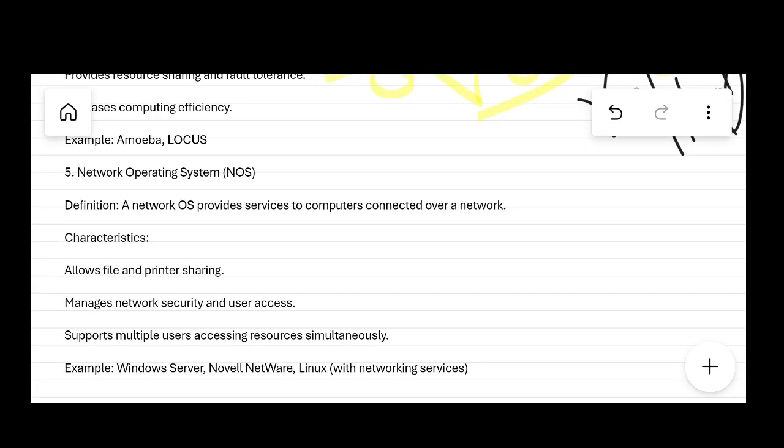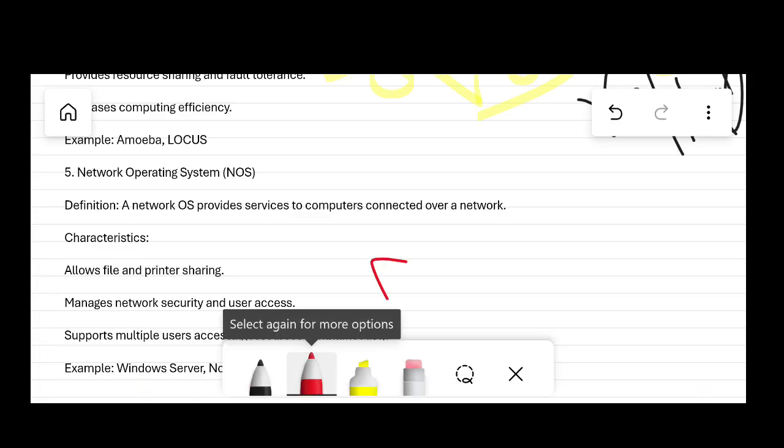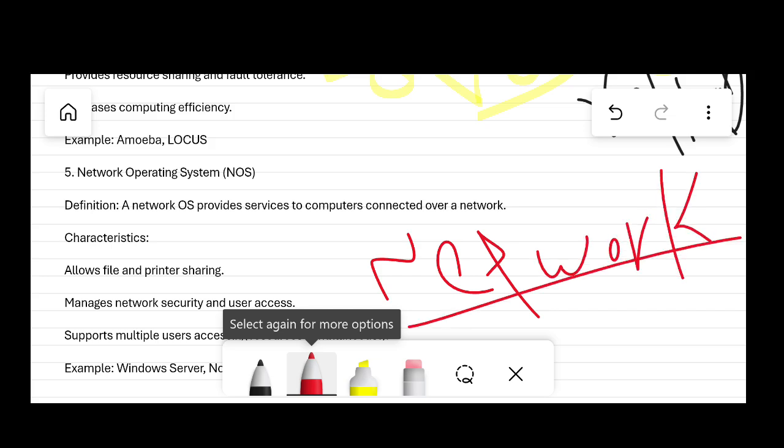Now fifth one is network operating system or NOS. Basically, a network operating system provides services to computers that are connected on a network. It allows sharing files and printers, managing users and securing resources.